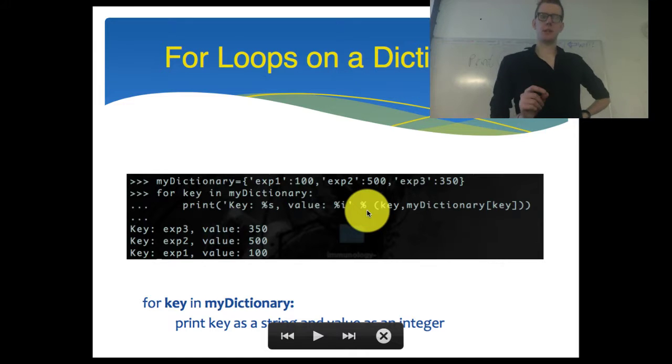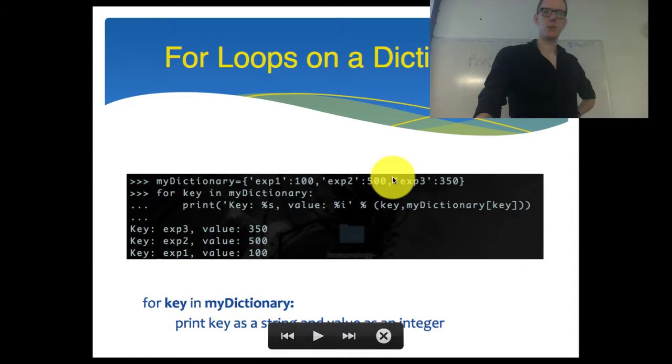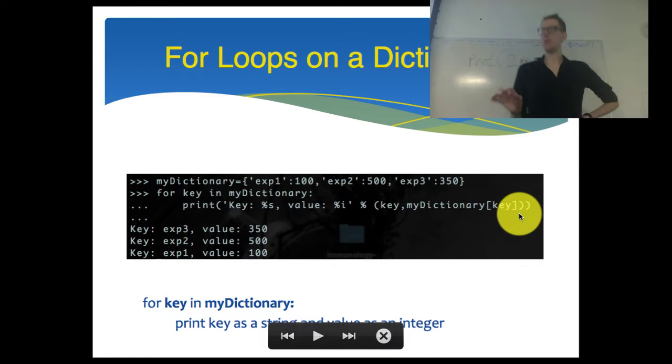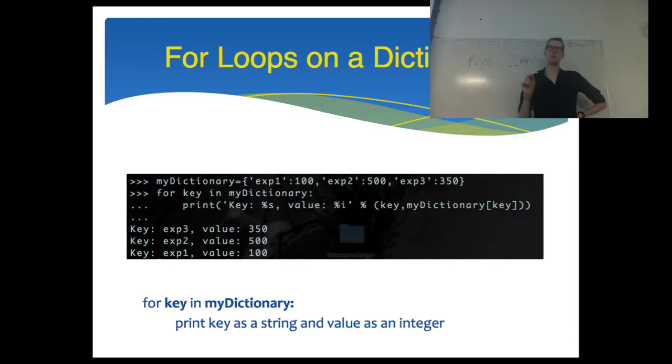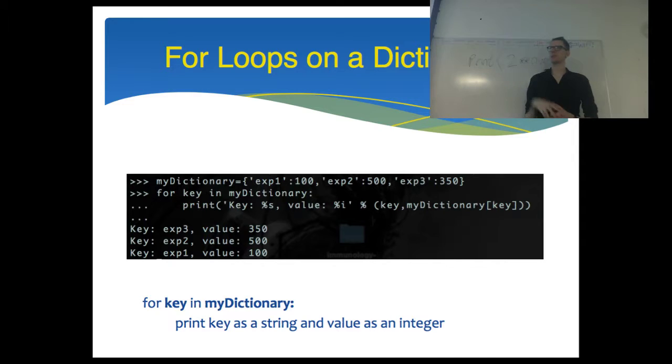And then what do I want to substitute into those positions? Well, the first thing I want to substitute in is the key variable, which will be exp1 or exp2 or exp3. And in the number position, what I want to substitute in is the value associated with that key. Remember, to get the value associated with the key in a dictionary, you type the dictionary name, and then in square brackets you put the key. So here, let's say key is exp3. It's going to print key, colon, exp3, value, colon, whatever value is associated with the key exp3, which it will look up and find 350. So it'll print key exp3, value 350. And that's what we see printed here. So it's going to do that for every key in the dictionary. It's going to print its key, it's going to print its associated value on the screen like that.